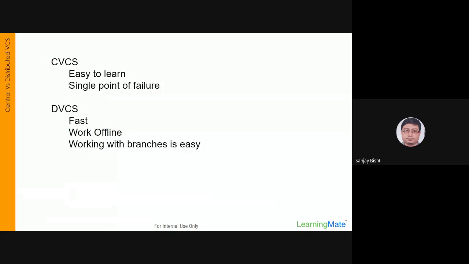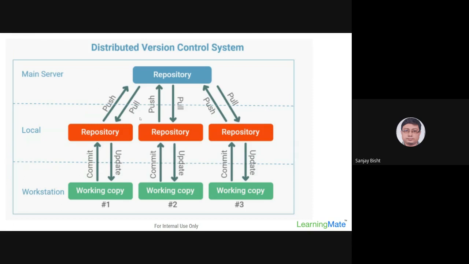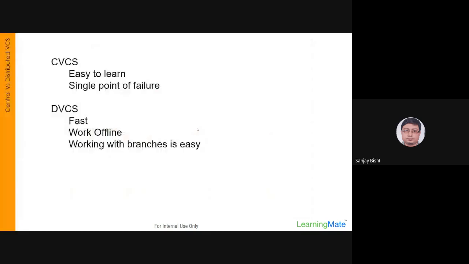And when we see single point of failure in the central mode, in the distributed mode, once you have taken the pull from the repository, the whole repository is cloned to your local one. You can see all the versions, all the history of whatever is present here. So even if this repository has gone down, after you have taken the pull, your code is safe. All the history is maintained. So it's not a single point of failure. You have replicated the repository to different workstations.